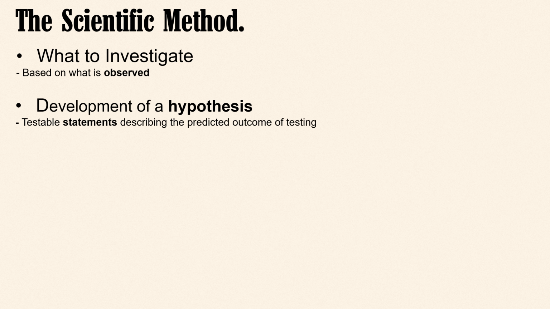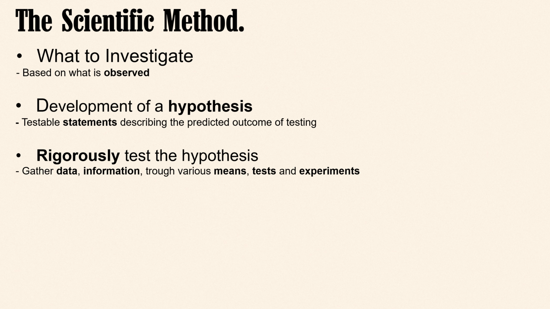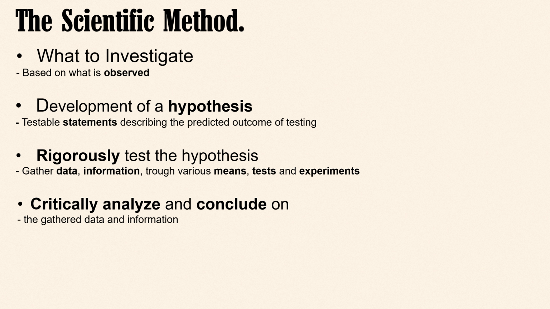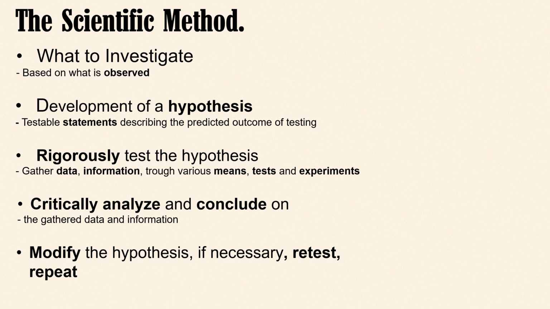The scientific method is an empirical method of acquiring knowledge, where researchers or scientists may decide on what to investigate based on previous or ongoing observations, develop a hypothesis, which is a testable statement describing the predicted outcomes of testing, rigorously test this hypothesis by gathering data and information through various tests and experiments, critically analyze and conclude on this gathered data and information, and then, if necessary, modify the hypothesis, retest, and repeat.